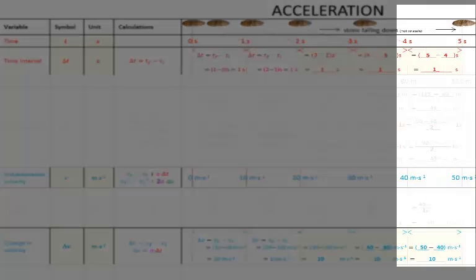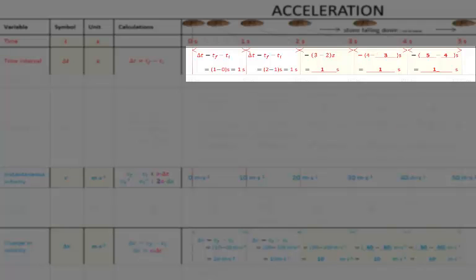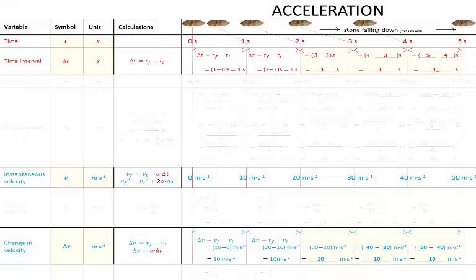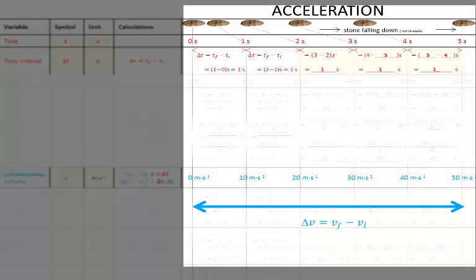For the final second, final velocity 50 meters per second, initial 40 meters per second, 50 minus 40, 10 meters per second change. All of these intervals last 1 second. Let's take a different interval. Let's first of all take the entire duration.